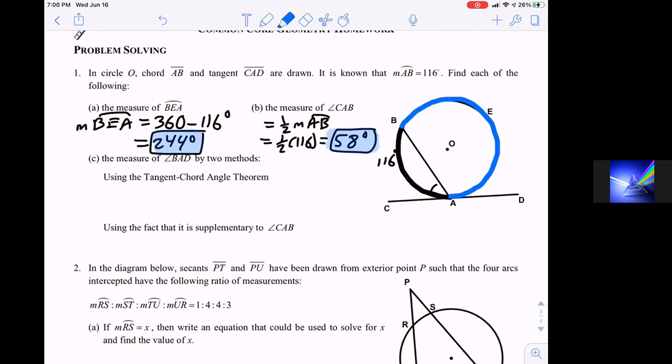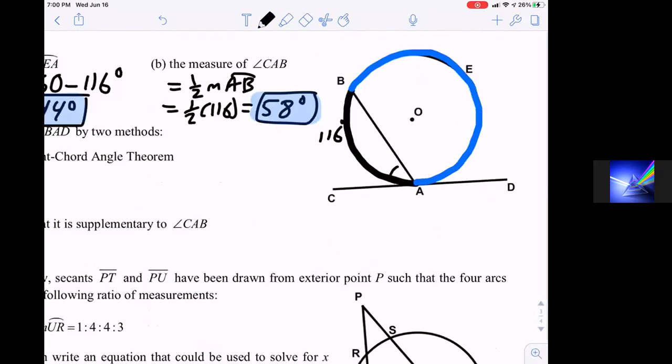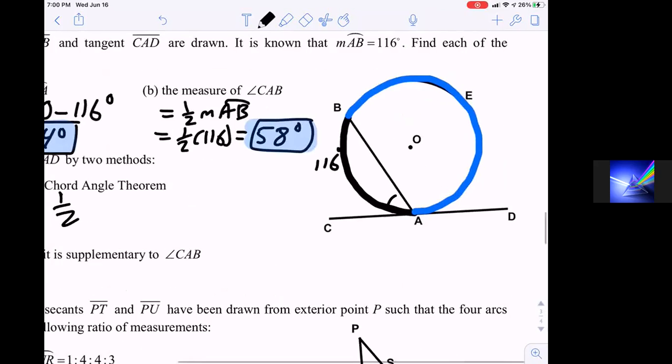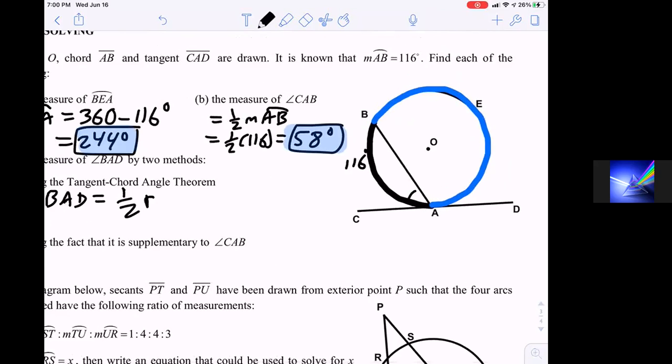Part C, measure angle BAD using two methods. Well, BAD is this larger outside angle here. And we can do that by using the tangent chord angle theorem, which states that angle BAD is going to be half of the arc that it intercepts. The arc that it intercepts is the big blue arc. So half of BEA, which would be half of 244, which would be 122.